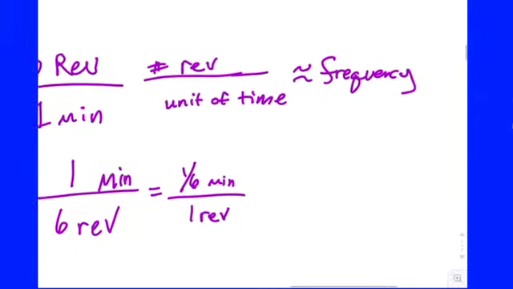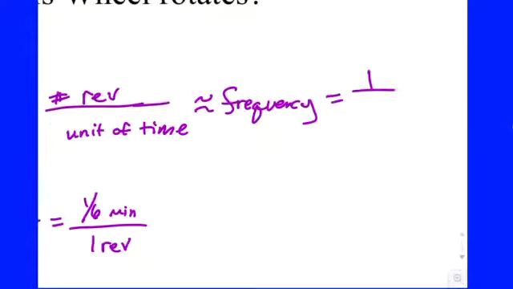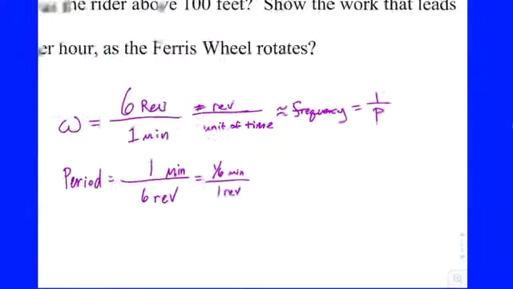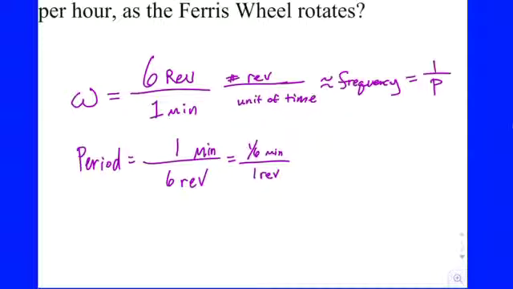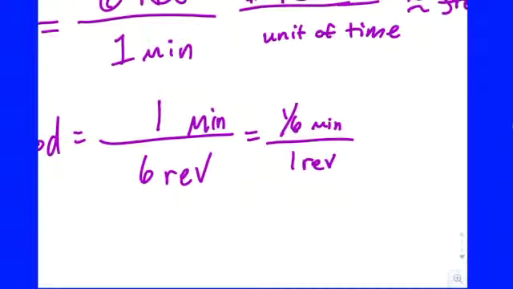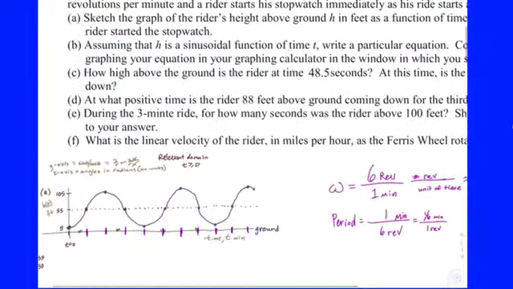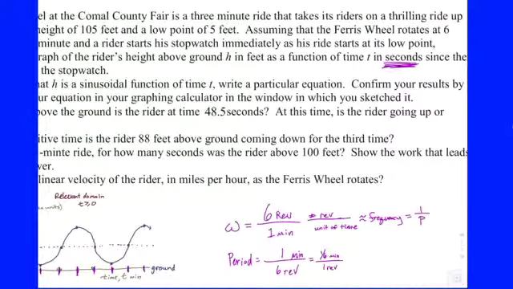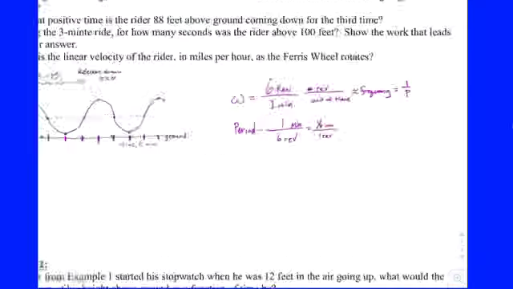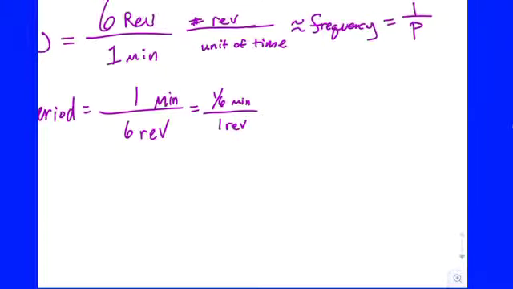Yeah. So how are the frequency and the period related? Yeah, they're reciprocals. The angular velocity is the frequency. It's the reciprocal of the period. So is that enough to tell me? What am I supposed to measure it in? Sketch the rider's height above ground in feet as a function of time in what? Seconds. Okay. So if I have now 1/6 of a minute per 1 revolution, how can I convert from minutes to seconds?